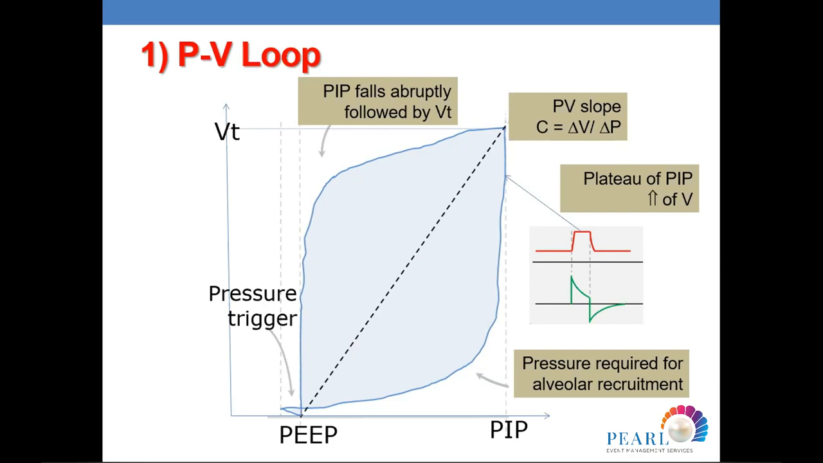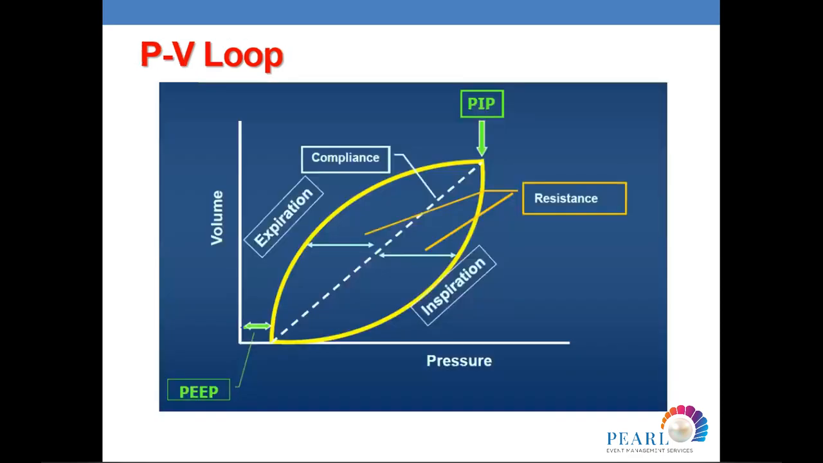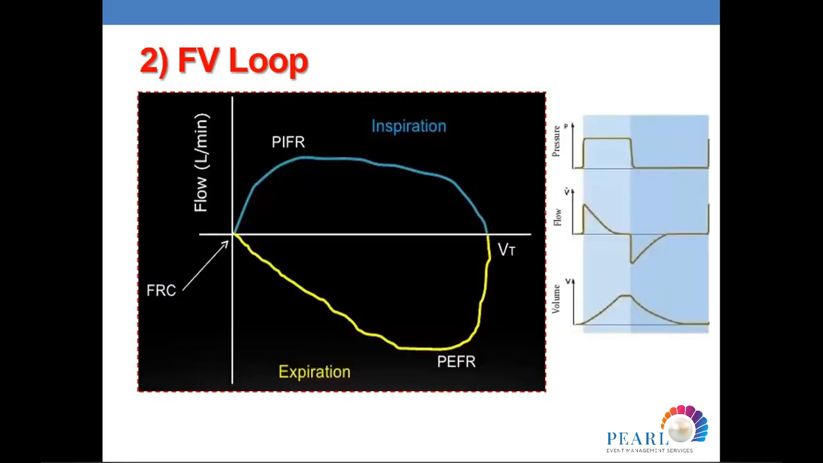This slope is the compliance, and the distance between this graph and the compliance line is the resistance. Again, the same: this is the compliance, and this is the resistance.